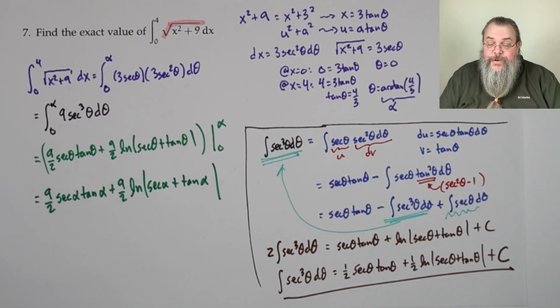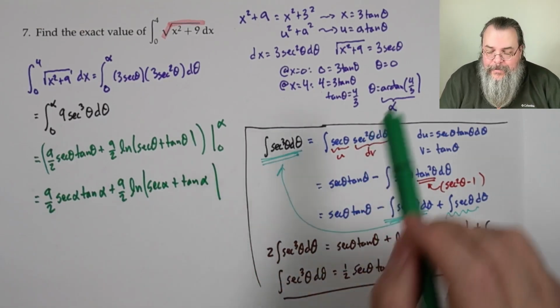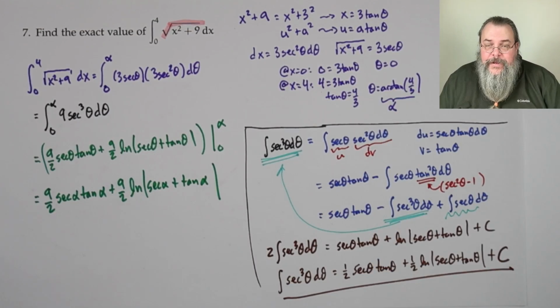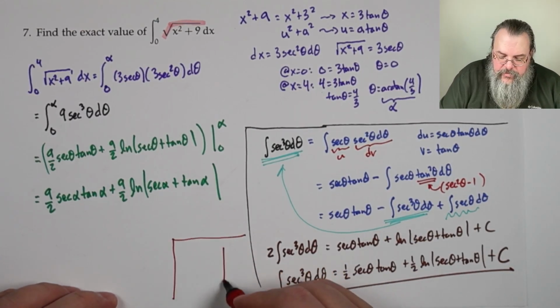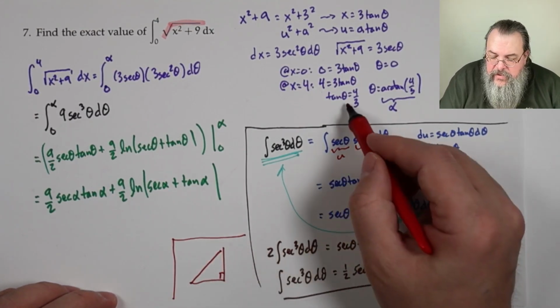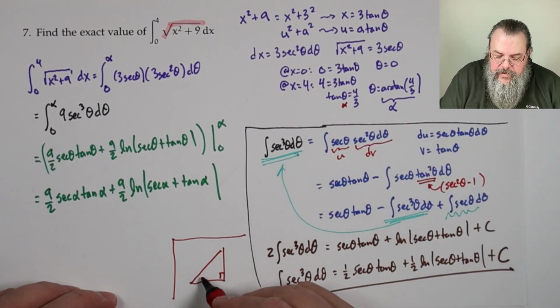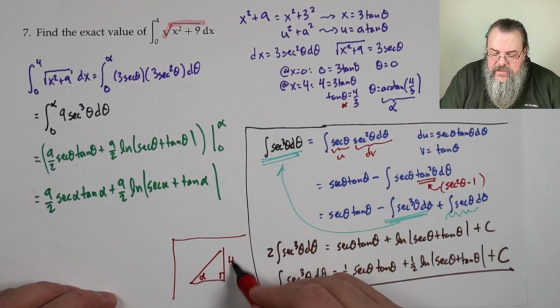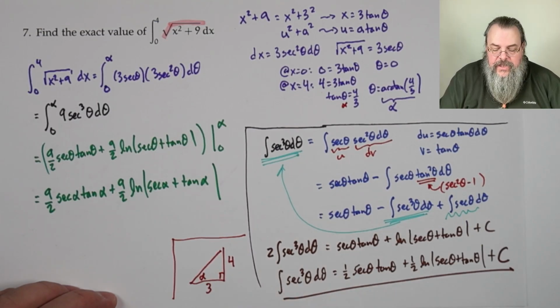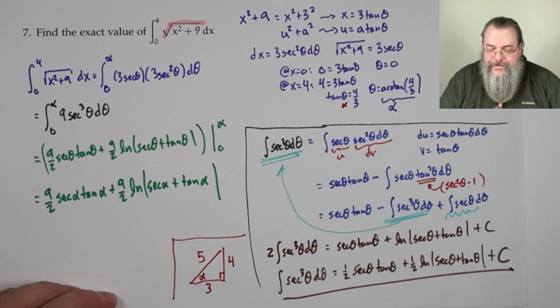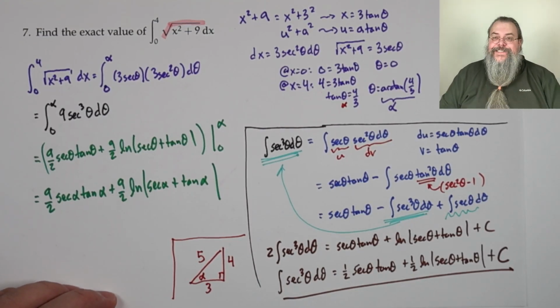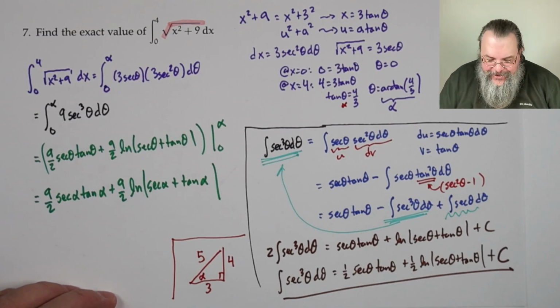And we're ready. We just need to figure out what these numbers are. Remember, we said alpha, that was here. Okay, so we're going to draw ourselves a little triangle. So here, this angle is alpha. So we say, okay, tangent is opposite over adjacent. 3, 4, 5. 3, 4, 5 triangle. Oh, that's nice. Okay, 3, 4, 5. Okay, sorry.